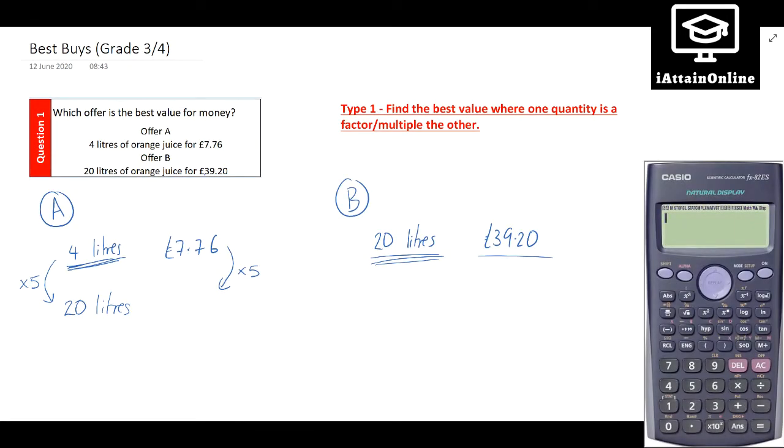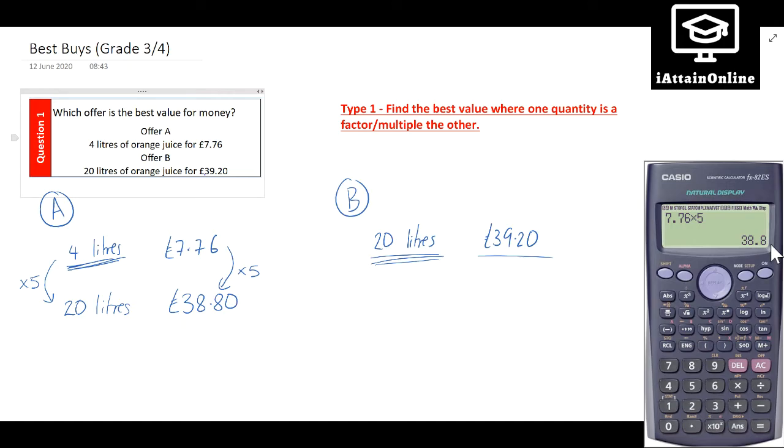So using my calculator, I'm now going to do 7.76, multiply that by 5, and that tells me, remember to use this S to D button, that if I were to buy 5 lots of 4 litres from offer A, then that would give me £38.80. Remember, with money it's always got to be to 2 decimal places.